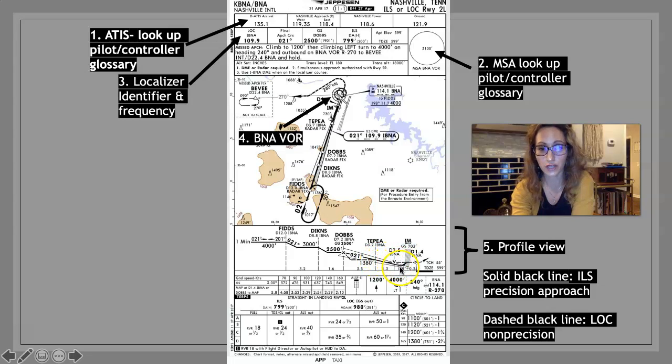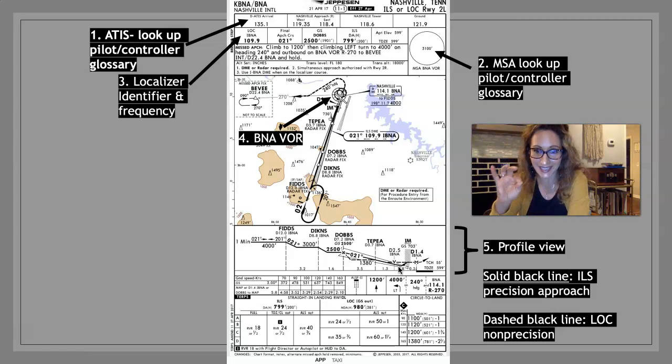Which one goes lower, the solid or the dashed? Correct, the solid line. So the solid line is more precise. It brings you down to the lower altitude before you have to decide, do you have the required visual reference? And if you do, continue the descent and land. And if you don't, execute a missed approach.